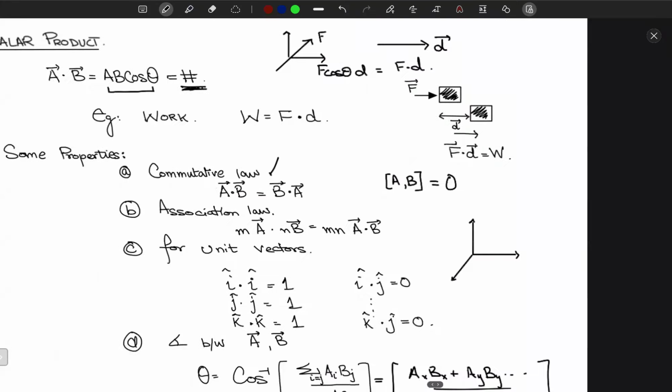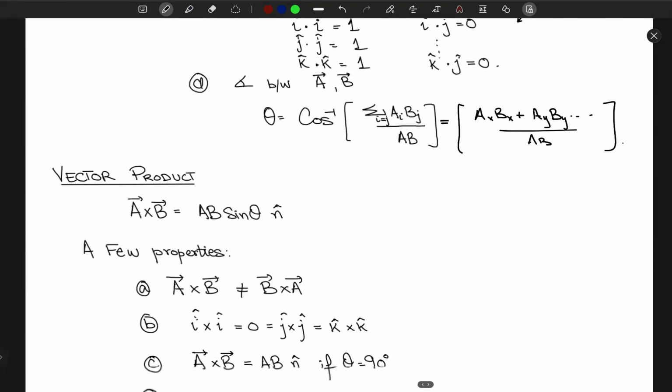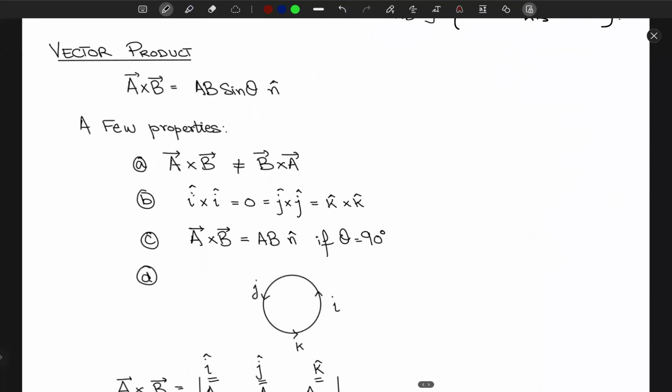Okay, so the next thing is, of course, the vector product. It's also called the cross product, and it's defined as the curl of A and B. You can also call this curl A B. Anyways, it's the cross product of vectors A and B, and it's defined as AB sine theta, but with a unit direction as well, right?